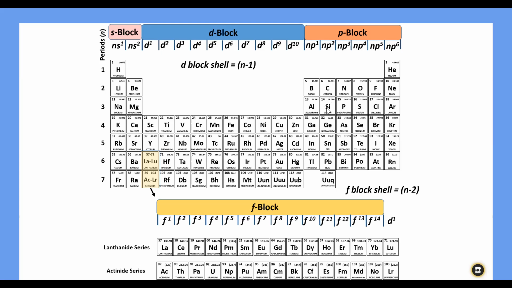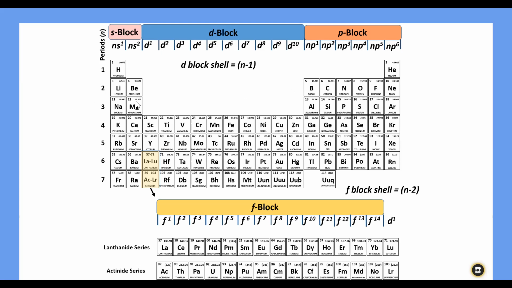If it's silicon, I hope it's silicon. Did I mess up? Silicon, we end in 3p2. Phosphorus will be 1s2, 2s2, 2p6, 3s2, 3p3.